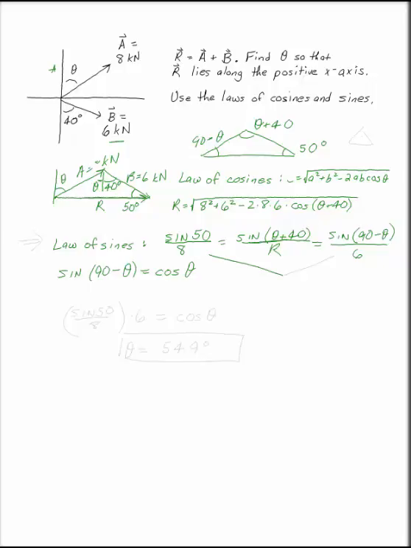So if we look at this and that, sine of 50 over 8 times 6 equals cosine theta. And you can take that theta is 54.9 degrees. So all you needed to do was draw this triangle right here, label the angles, and plug it into the law of sines to get your answer.